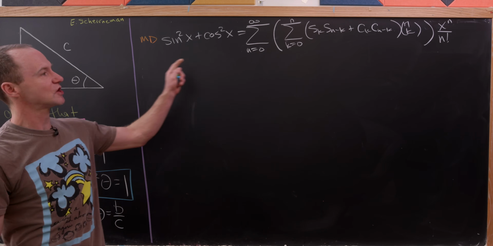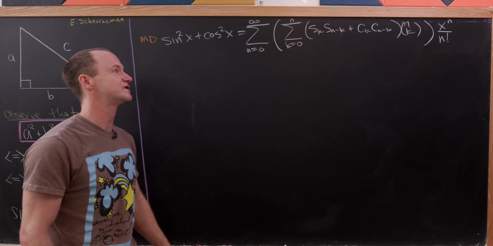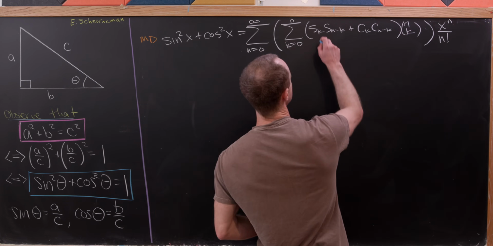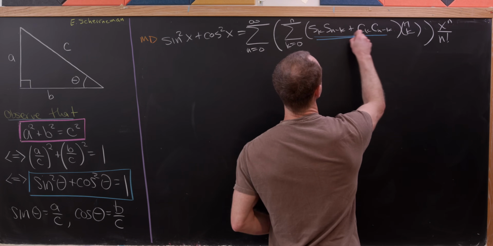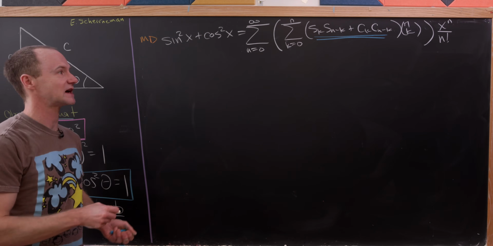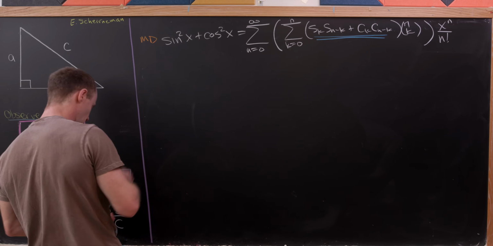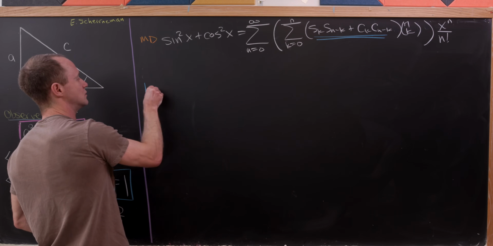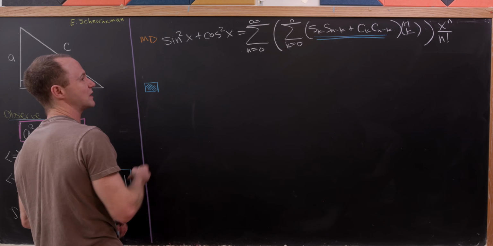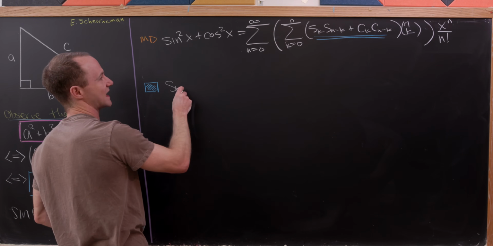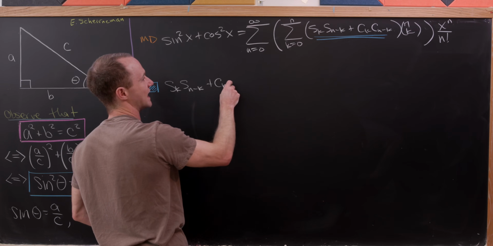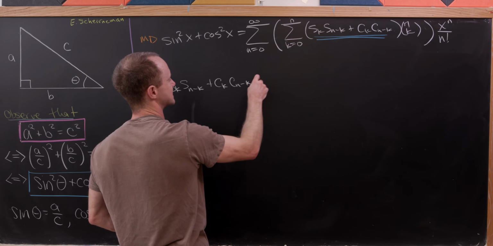Okay, so here's where we left off. I pushed those two sums together, and observe we've got this object to deal with right here, which is this s_k s_{n-k} plus c_k times c_{n-k}. So let's bring that blue underline over here to this blue square, and that'll be what we work with now. So s_k s_{n-k}, and like I said, plus c_k, and then c_{n-k}.